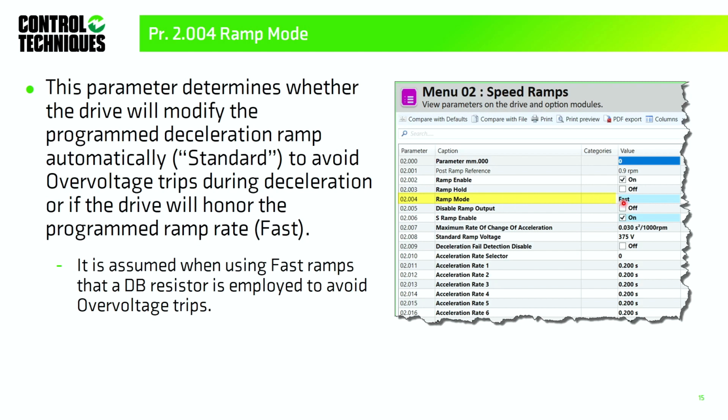So I'm going to set it to fast, but this also implies that you are using a braking resistor, or you should use a braking resistor when you have fast ramps chosen. The drive can absorb some of the high back EMF, which causes the bus voltage to rise, but not a whole lot. So practically speaking, if you've got a load with inertia, you're going to want to use fast ramps and a dB resistor. So I will switch over now and do that.